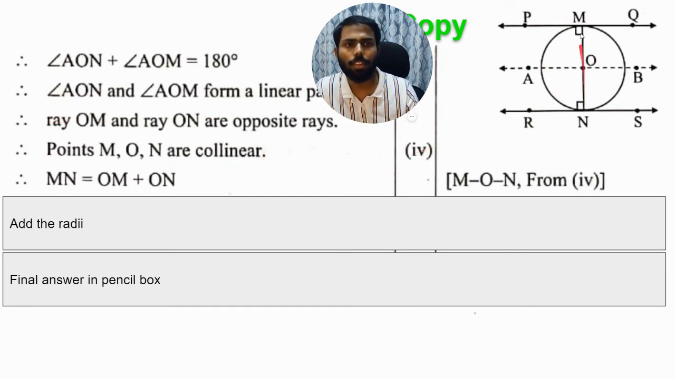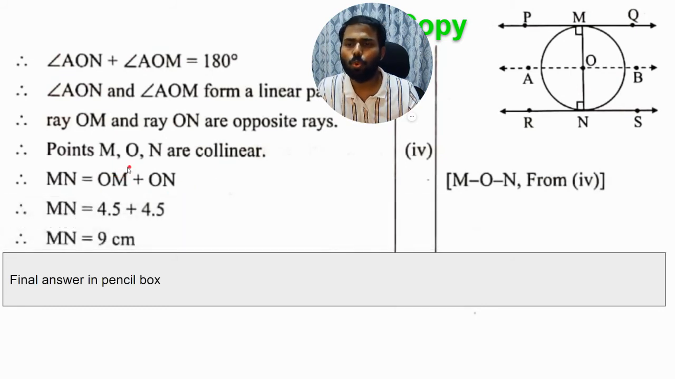MN तुम्हें फाइंड आउट करना है. MN is the distance between the two parallel lines. तो MN क्या हो जाएगा? MO plus ON. So MN is equal to MO plus ON. ओके, इसका रीजन क्या लिखना पड़ेगा? M dash O dash N का मतलब क्या है? ये तीनों सेम लाइन पे लाई करते हैं. और एक लाइन है, कैसे पता है तुम्हें? स्टेटमेंट नंबर 4 से, क्योंकि तीनों सेम लाइन पे लाई करते हैं. ओके, नाउ जस्ट सब्स्टिट्यूट एंड ऐड. So OM is 4.5, ON is 4.5, 4.5 plus 4.5, 9 centimeters.